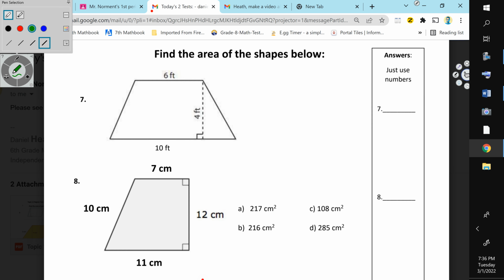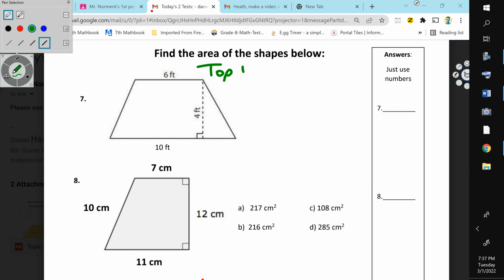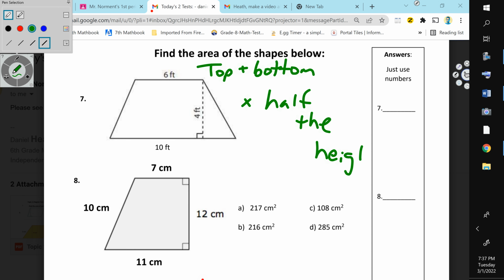Number 7, find the area of the shapes below. Now for this one, it's on your practice test that we went over on Tuesday. It's on your study guide. It is top plus bottom. You're going to do that first for these trapezoids, and then you're going to times it by half the height. Okay? So for number 7, top plus bottom is going to give you one number, and then you're going to multiply that times half the height.